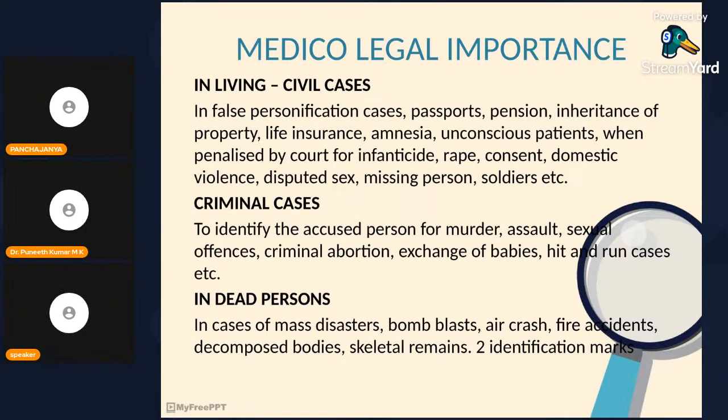In those cases, the identification of a person should be done, because when we are arguing or want to prove that a person has made a mistake or is guilty, the person should be identified properly. Because of that, in civil and criminal cases, identification is very important. In criminal cases, we identify the accused person for murder, assault, sexual offenses, criminal abortion, exchange of babies, hit and run cases, etc. We can claim that a person has committed a mistake, but recognizing the person is very important.